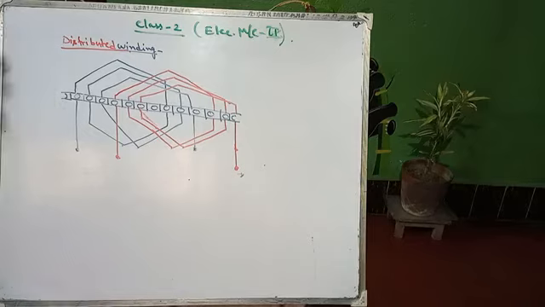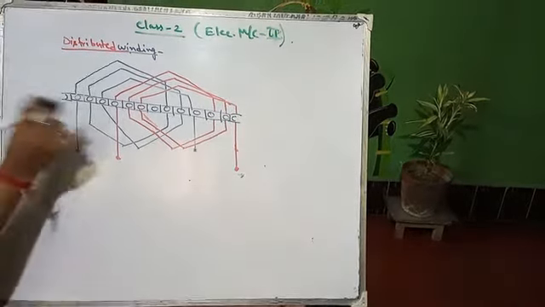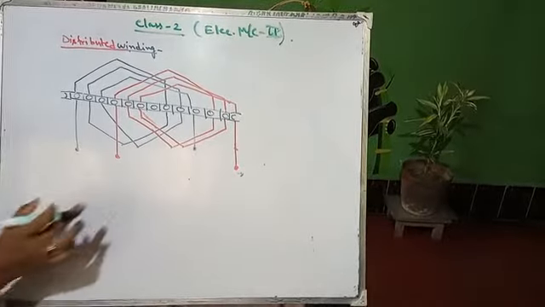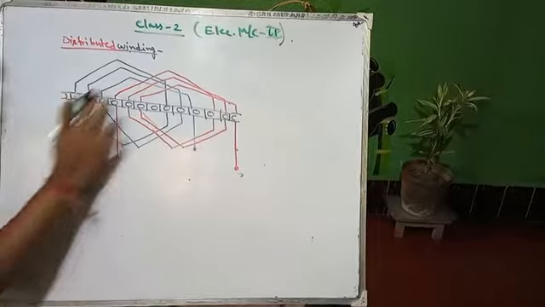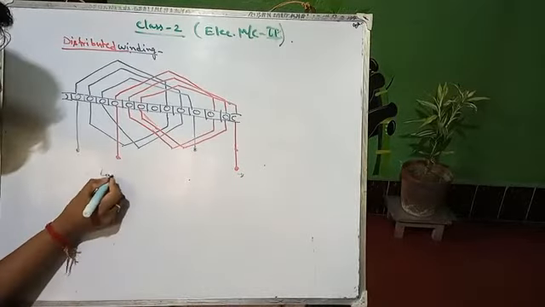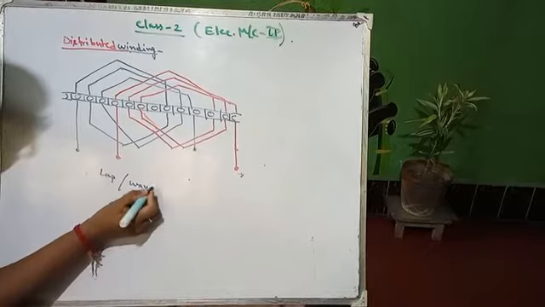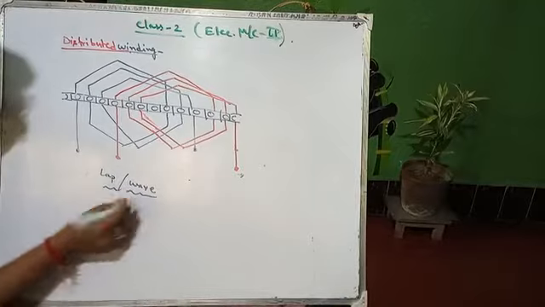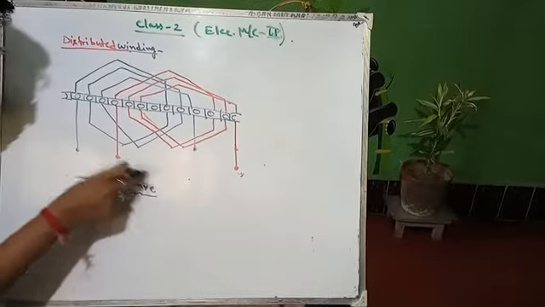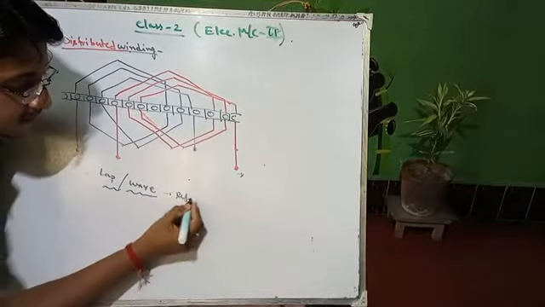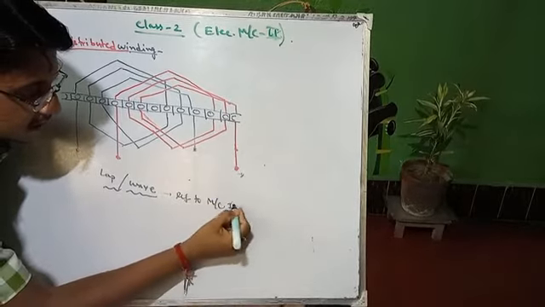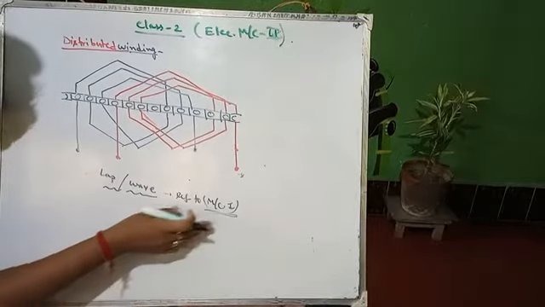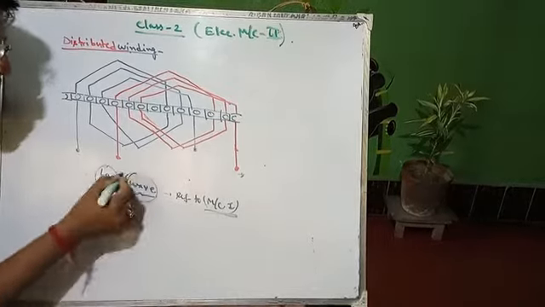Why are they distributed? Within these commutator segments, suppose these two slots are distributed, right? So this is the example of distributed winding. It may be lap, it may be wave, right? These two terms are very familiar. If you have forgotten these two terms, then just refer to Machine 1, the DC machine construction part. You can get the lap and wave parts.